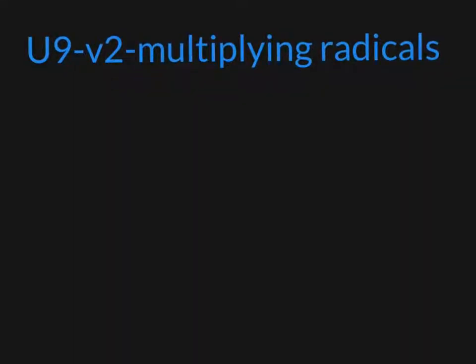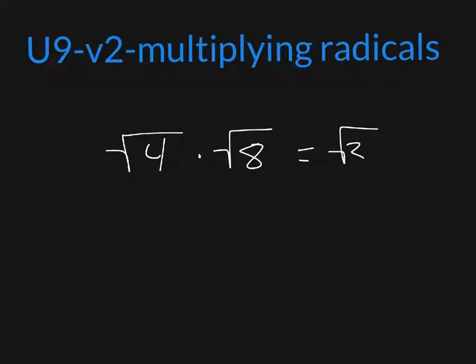Our second video in Unit 9 involves us multiplying radicals together. At its basic level, we're just multiplying numbers like the square root of 4 times the square root of 8. You multiply them together to get the square root of 32. From there, you would simplify.